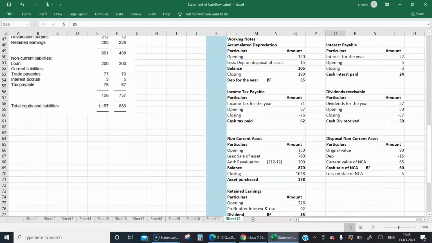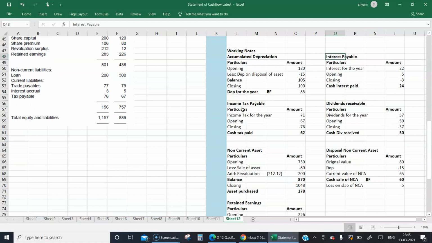Then we worked out interest payable, income tax payable, dividend receivable. All these three elements are similar. Okay, that we worked out.